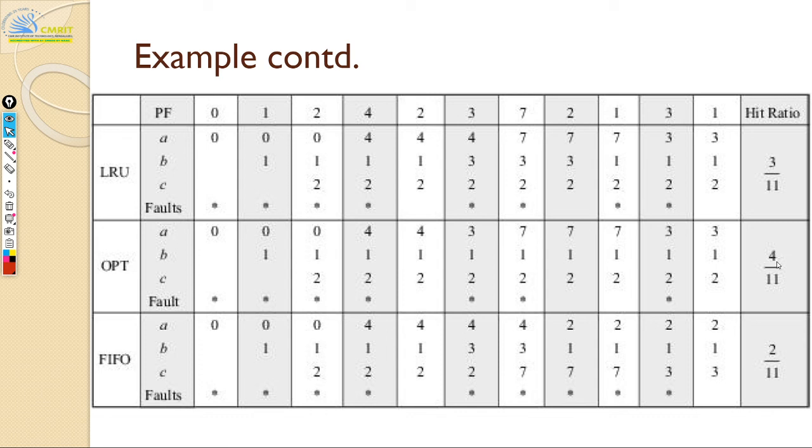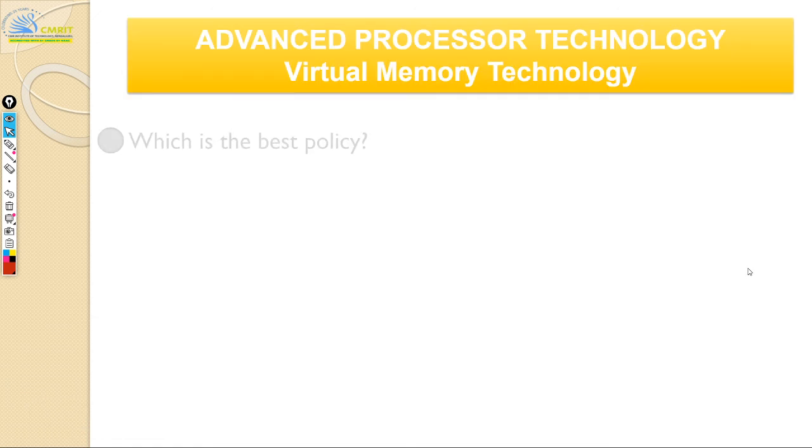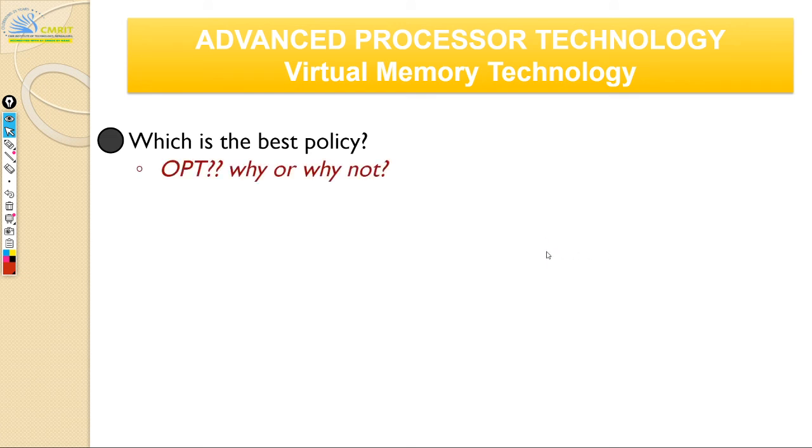In general, OPT will always be better than other algorithms, and that will be part of the next slide. So you have the hit ratio, and the worst of all is your FIFO. Don't go for FIFO. And then LRU is actually a decent algorithm, and OPT is the best. But the question really is, which is the best policy? Is it OPT? Why or why not? And I want one of you to quickly answer this.